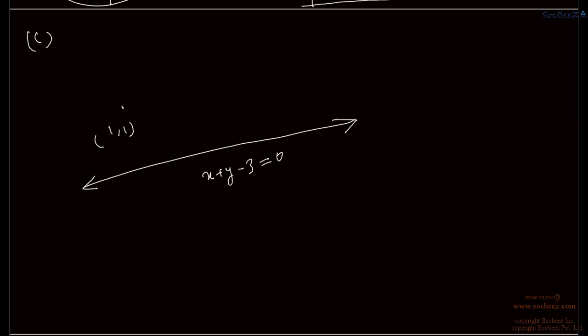Okay, this is the line x plus y minus 3 is equal to 0. So we have to find a point in the direction of this line, 1 by root 2 unit apart. Let us name this point as A and this point as B. So we have to find the coordinate of point B, alpha beta.